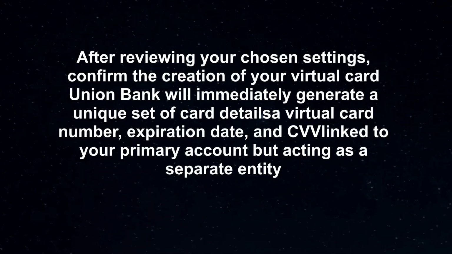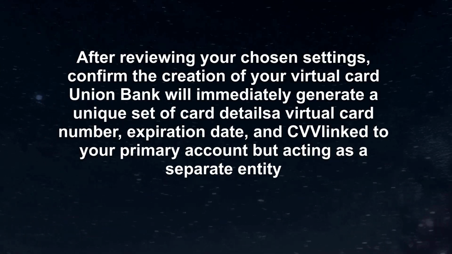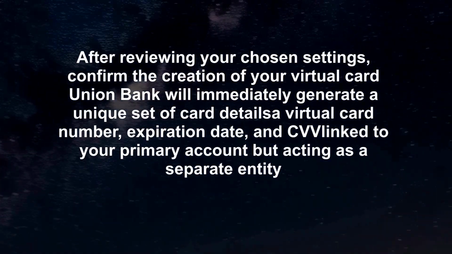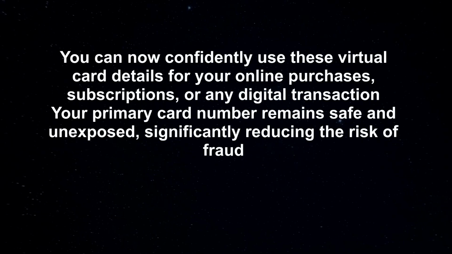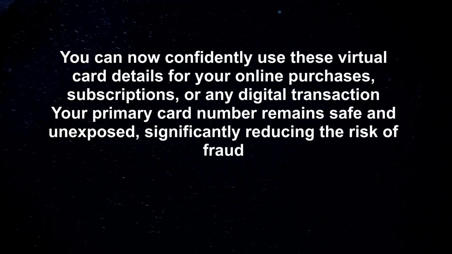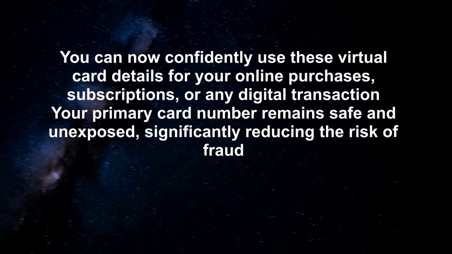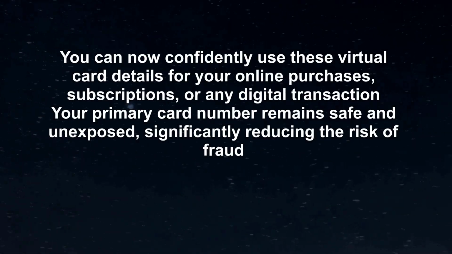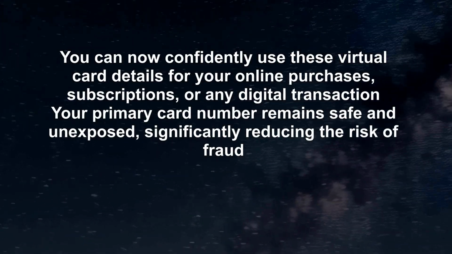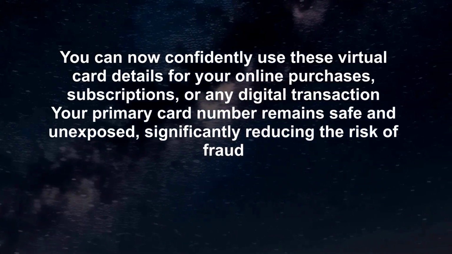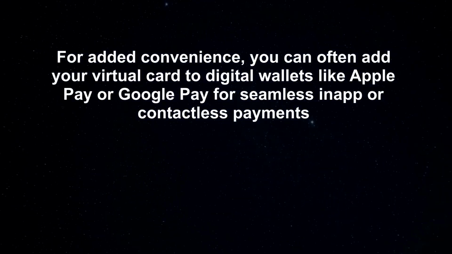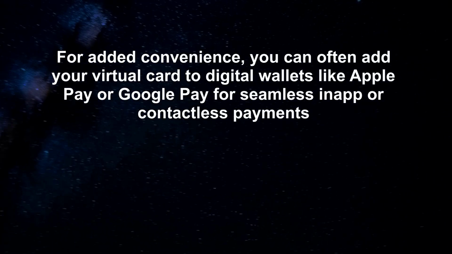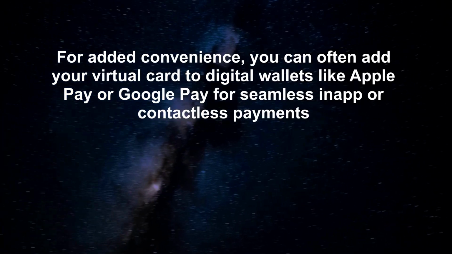Union Bank will immediately generate a unique set of card details: a virtual card number, expiration date, and link to your primary account, but acting as a separate entity. You can now confidently use these virtual card details for your online purchases, subscriptions, or any digital transaction. Your primary card number remains safe and unexposed, significantly reducing the risk of fraud. For added convenience, you can often add your virtual card to digital wallets like Apple Pay or Google Pay for seamless in-app or contactless payments.